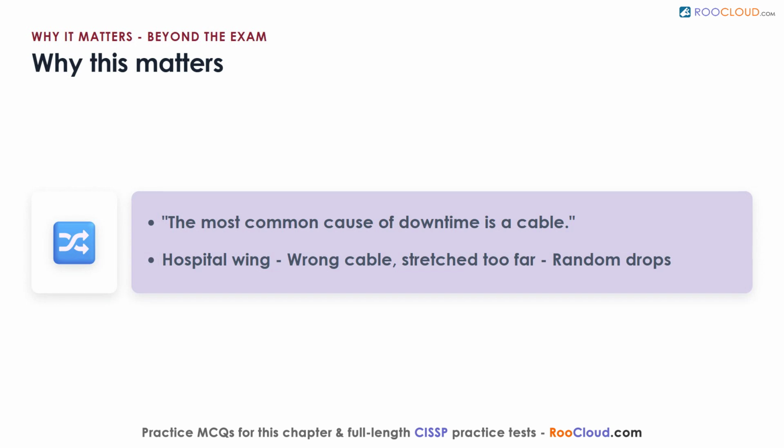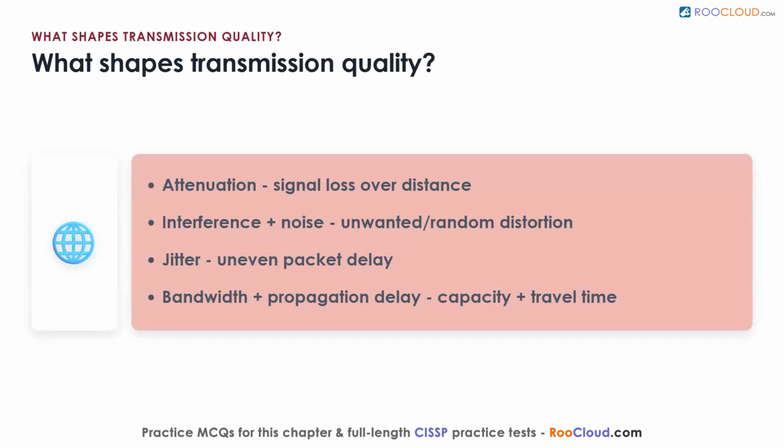Availability is a security property, and the physical layer is where it quietly lives or dies. Knowing your media and layouts lets you build for uptime and resilience from the ground up. What shapes the quality of a transmission medium? A handful of physical factors, and they apply whether the path is a cable or open air.